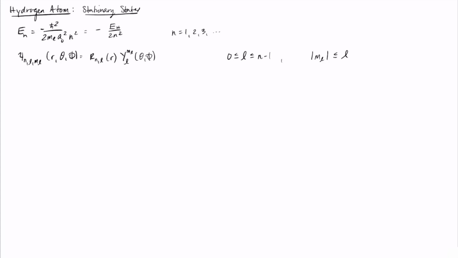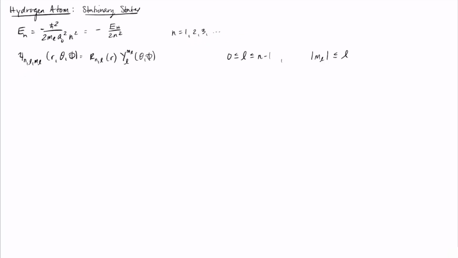All right, so now in this section, we're finally ready to start talking about the stationary states of the hydrogen atom, or the solutions to the time-independent Schrödinger equation. In the last video, we talked about the energies, which are indexed by this principal quantum number n, and they go like this if you write them in terms of the Hartree, it's minus e Hartree divided by 2n squared, or in terms of the Bohr radius, minus h bar squared over 2 m e times a naught squared times n squared. And the allowed values for this n go from 1 to infinity, so 1, 2, 3, and so on.